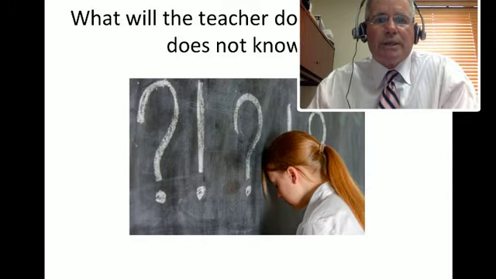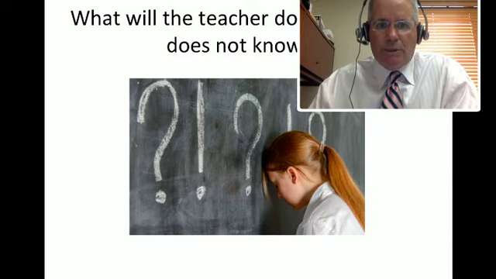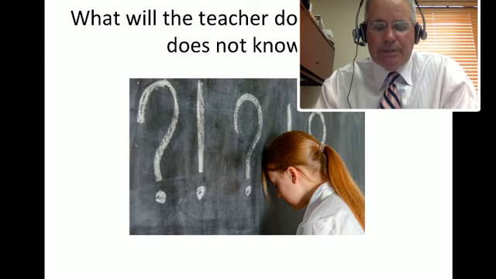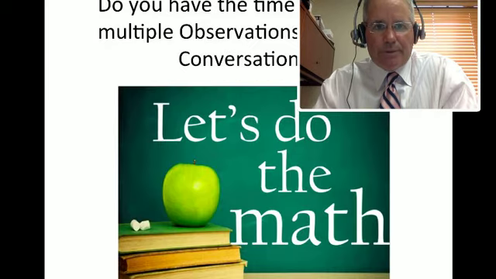And the third thing is, what is the teacher going to do if the student doesn't know it? And that's a really important variable. We can't just let students fail. So what's going to happen? Students have to know that there's going to be some additional instruction, there's going to be some consequences, there's going to be some reflection, there's going to be some remedial work, there's going to be something that happens if the student doesn't know the work.